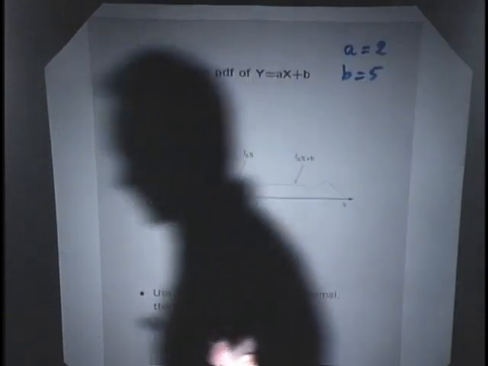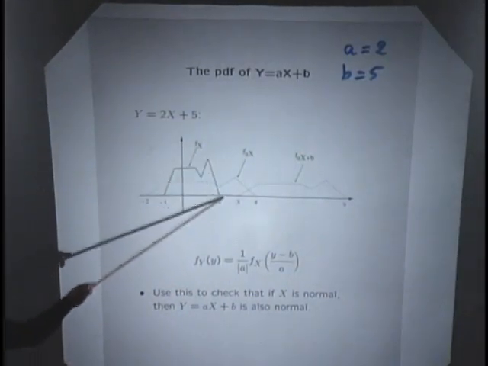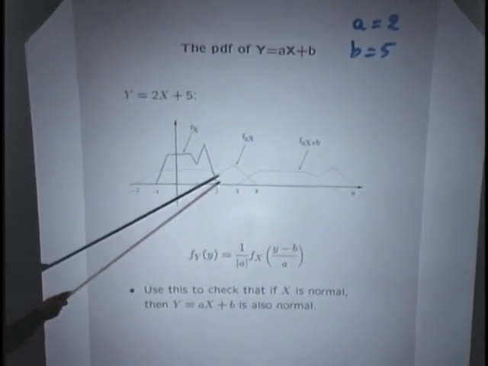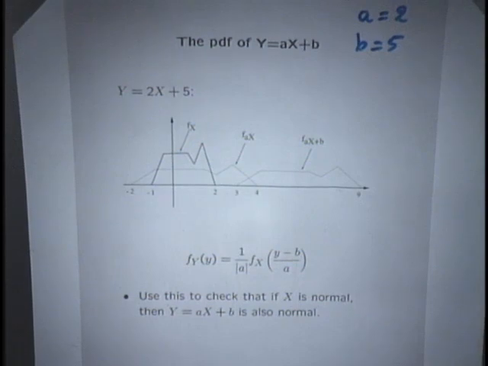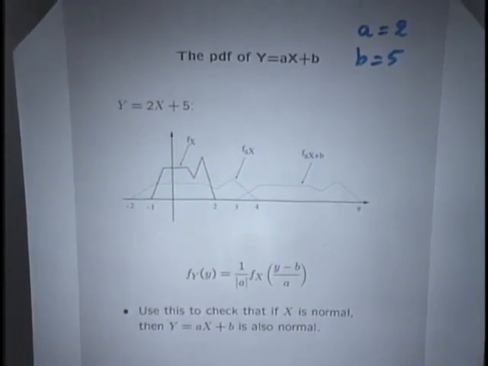So x is a random variable that has a given distribution. Let's say it's this weird shape here. And x ranges from -1 to +2. Let's do things one step at a time. Let's first find the distribution of 2x. What do you think you know about 2x?